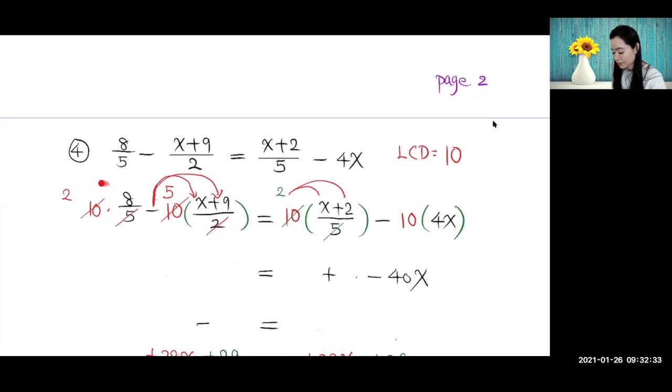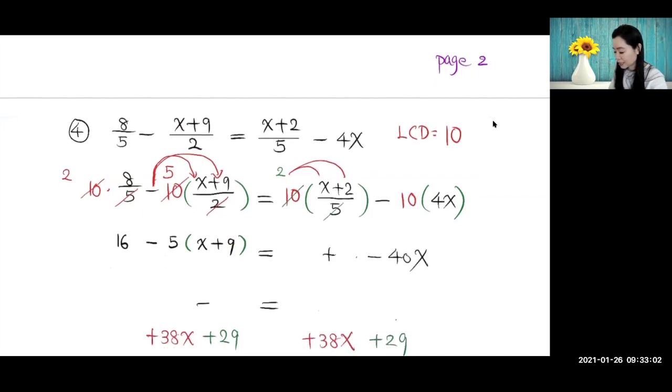Now over here we will have 2 times 8, we'll get 16. Yeah, you got it. And then here's -5 times, now you keep the parenthesis over here, x plus 9. So this -5 needs to be distributed with the x and also the 9. So I still keep the parenthesis here. Similarly, this 2 over here.